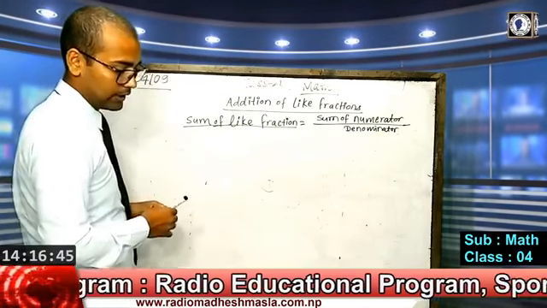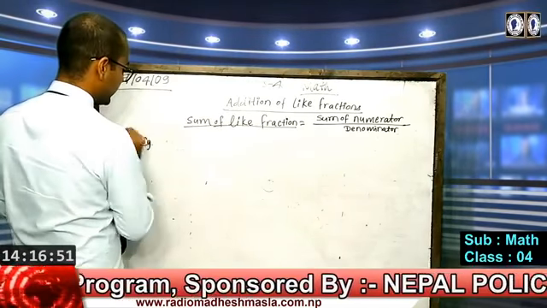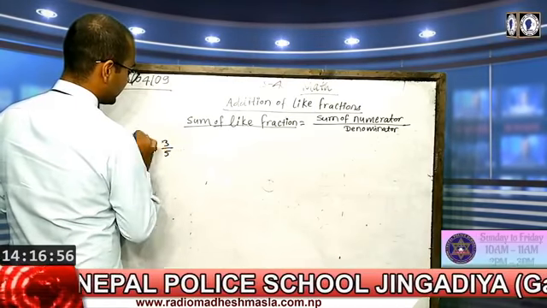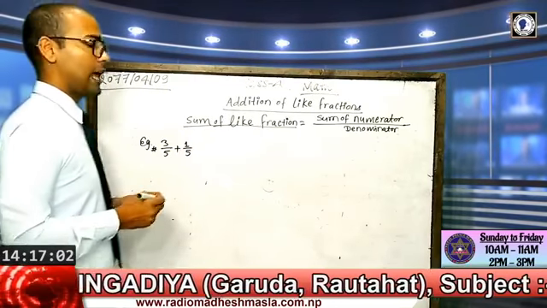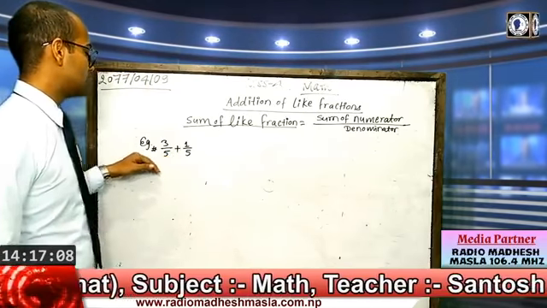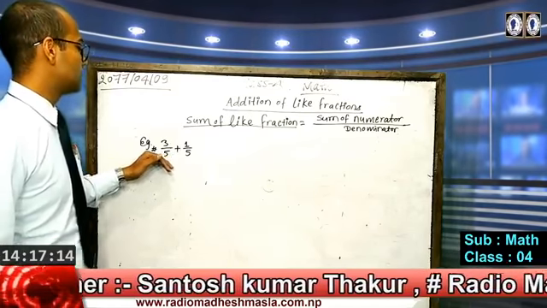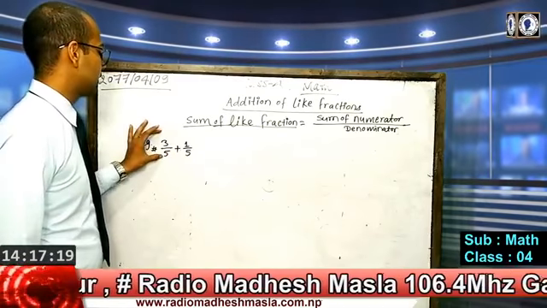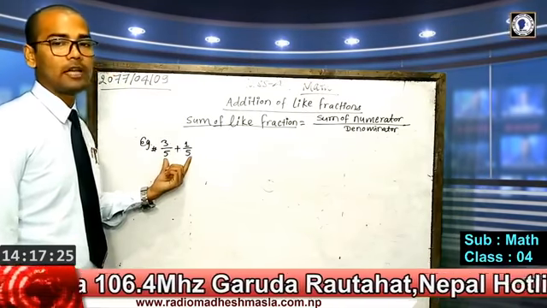So suppose for example, in our first example there is 3 by 5 plus 1 by 5. Students, as you know, fractions having the same denominator are known as like fractions. So here we have two fractions, and we need to add them. We can see that both fractions have the same denominator of 5.